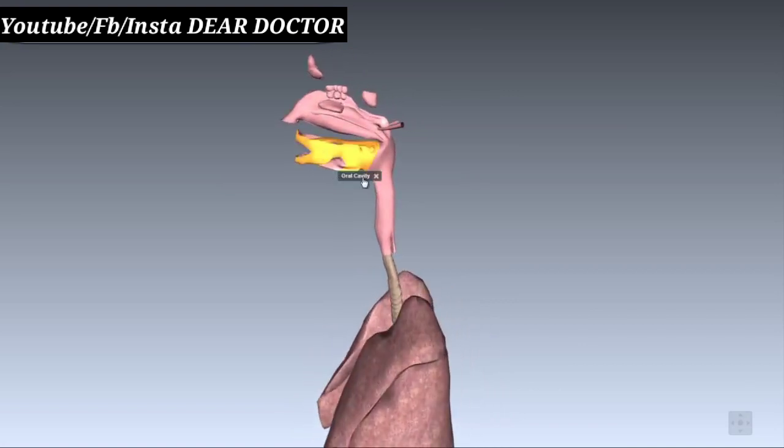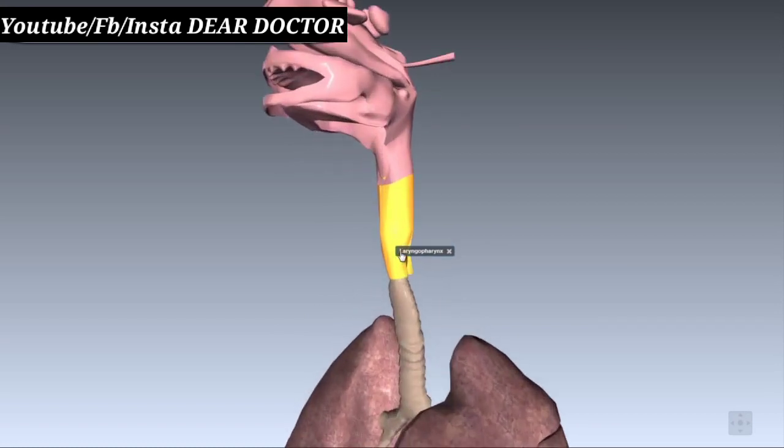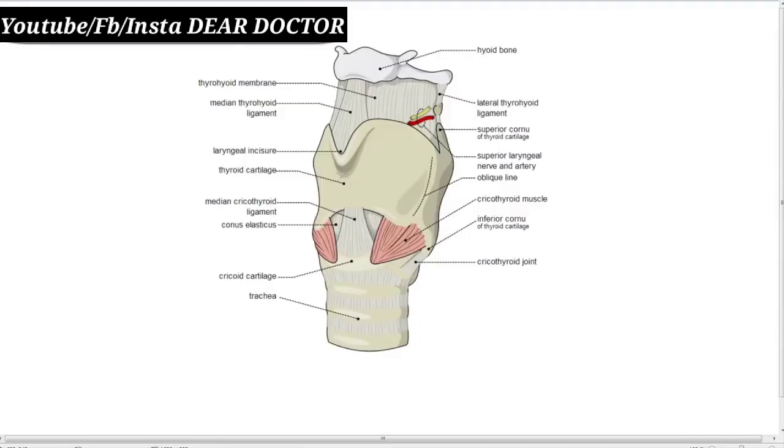Now we had the oral cavity plus the nasopharynx, the oropharynx, and the laryngopharynx. This part is called the laryngopharynx because here is where the larynx comes. And here is the larynx. It is commonly called the voice box. It is an organ in the neck of humans. It is involved in breathing, sound production, and protecting the trachea against food aspiration. It manipulates pitch and volume.